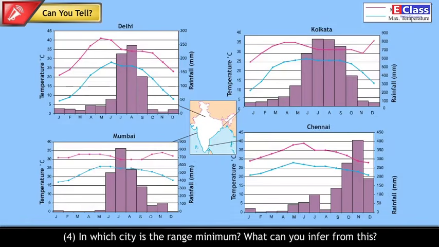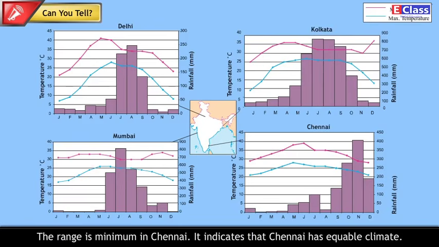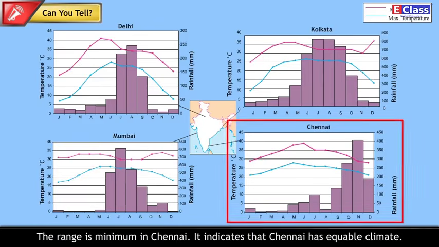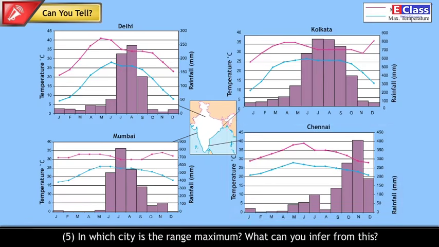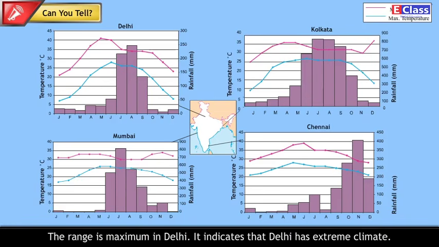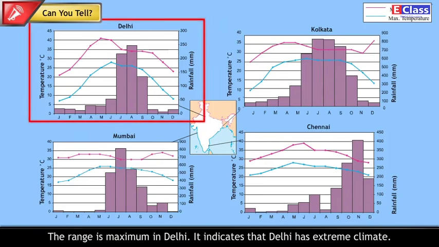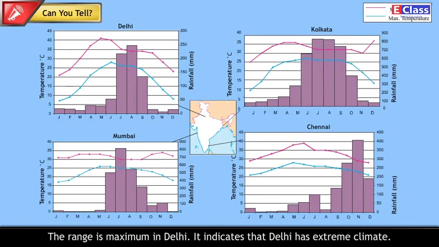What can you infer from this? Answer. The range is minimum in Chennai. It indicates that Chennai has equable climate. In which city is the range maximum? What can you infer from this? Answer. The range is maximum in Delhi. It indicates that Delhi has extreme climate.